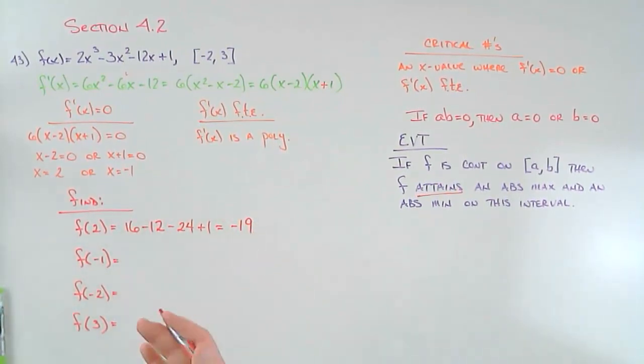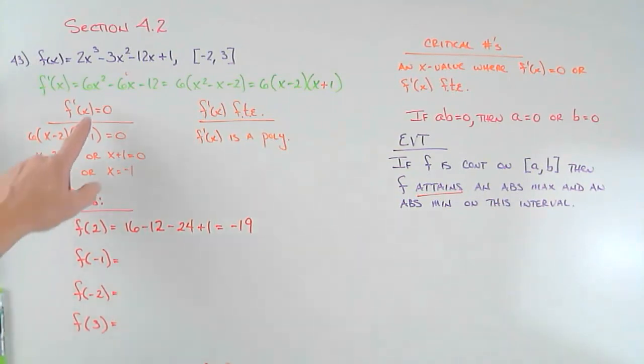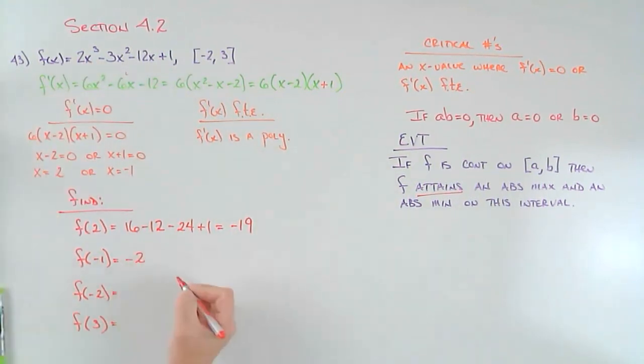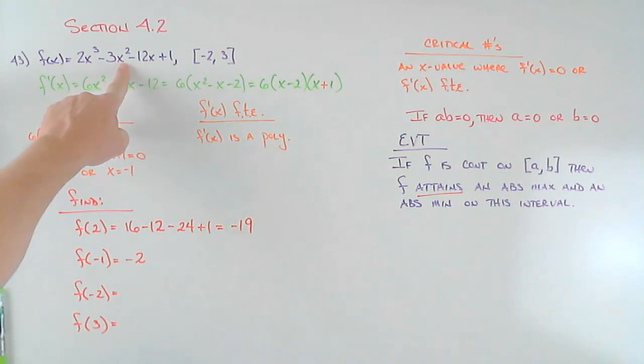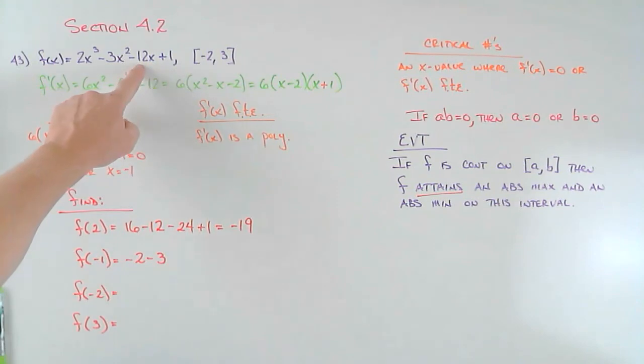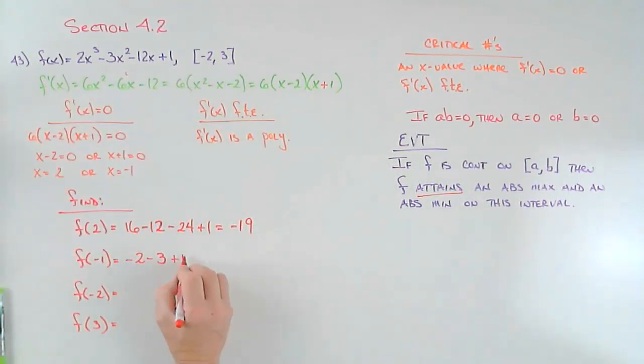Now, I don't know if that's an absolute min or an absolute max, because I haven't evaluated the other value. So I put -1 here. -1 cubed is -1 times 2. That's -2. -1 squared is going to be 1 times -3 is -3. -1 times -12 is going to be +12, and I get +1. That's 13. Take away 3, that's 10. Take away 2, that's +8. But don't forget to check your endpoints.